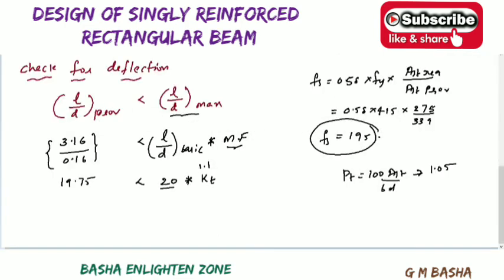But here there is no need to check all these things for the singly reinforced beam. Just check these two values and you can simplify. Definitely you will get 22. So therefore, your deflection control is satisfactory, meaning your L by D provided will be less than L by D maximum, which means your deflection is safe. So this is the way for finding the design of the singly reinforced rectangular beam.